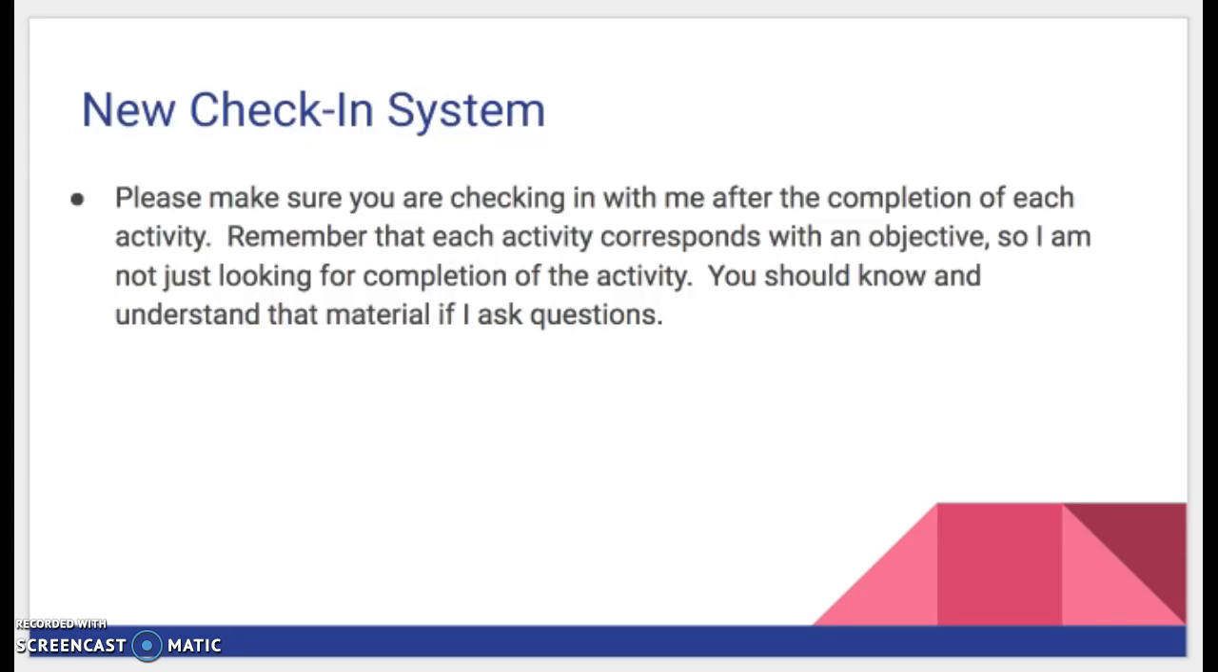So make sure that you understand and meet that objective, not just complete that activity. That's the point of doing the activity, is to meet that objective. So if you finish an activity and you look up at the board and that objective is something you don't understand, you need to do another activity to meet that objective, because I will be asking questions in order to make sure that you can get the check for that objective.